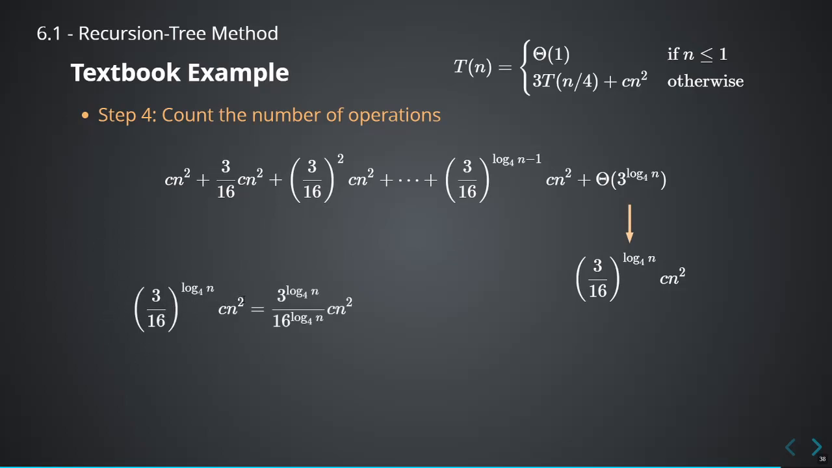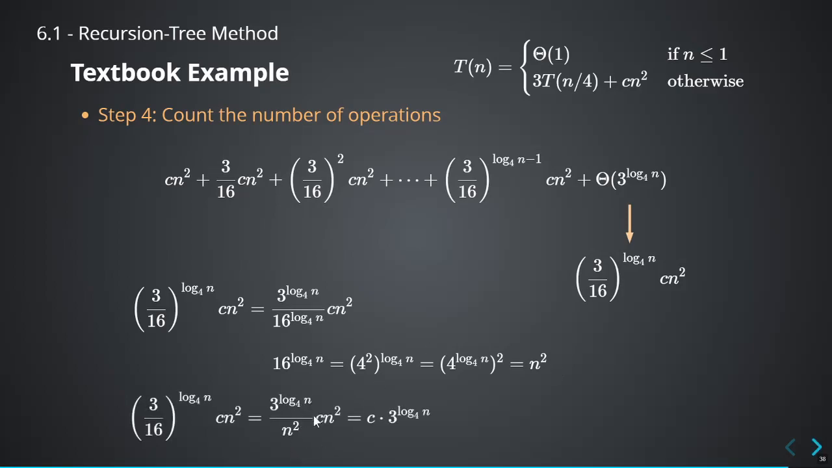So I can expand the brackets here. I have 3 to the power of log base 4 of n, and I have 16 to the power of log base 4 of n at the bottom. And 16 to the power of log base 4 of n is 4 squared to the power of log base 4 of n. And I just switch around the powers. I just get n squared, right? Because 4 to the power of log base 4 of n is just n. So you got n squared there.